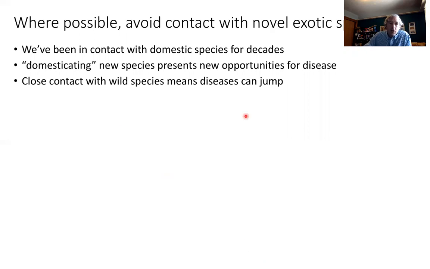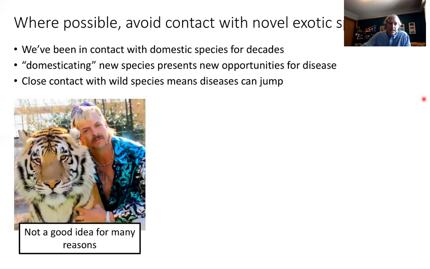In addition, close contact with wild species means diseases can jump. So if we're coming into close contact with wild animals that we might not have done before, that increases the chance that a disease could jump through. So things like the Tiger King, well, that's just not a good idea for many reasons, but putting people into close proximity with large wild animals means that we can start having disease jump backwards and forwards. Very famously, at the start of the COVID-19 outbreak, the tigers in the Bronx Zoo tested positive for COVID-19 because we have this close proximity of large animals and people.